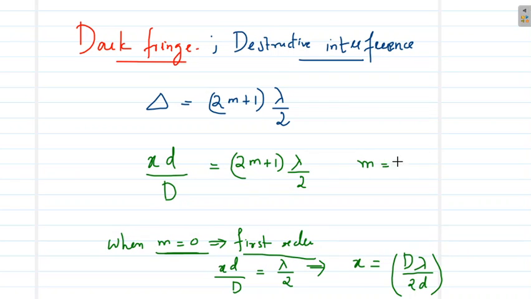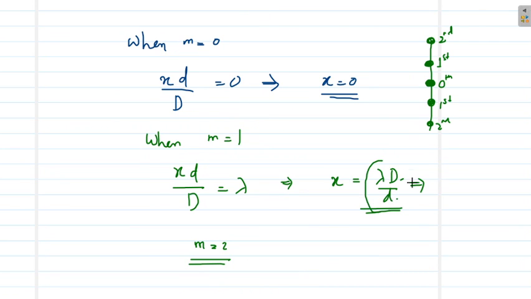Here m varies from 0, 1, 2, etc. So what will be the position of this point, d lambda by d? It is exactly in between x equal to 0 and lambda d by d. That means the dark bands are exactly at the middle point of these bright bands. So this is the 1st order dark band. This will be the 2nd order dark band, and so on.